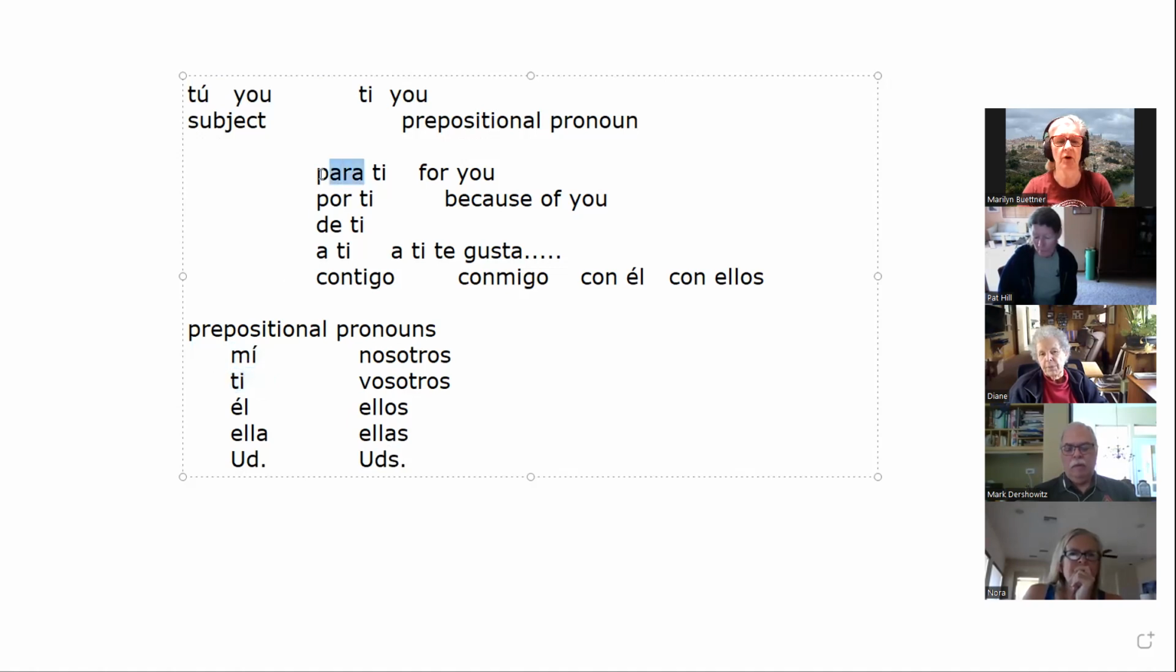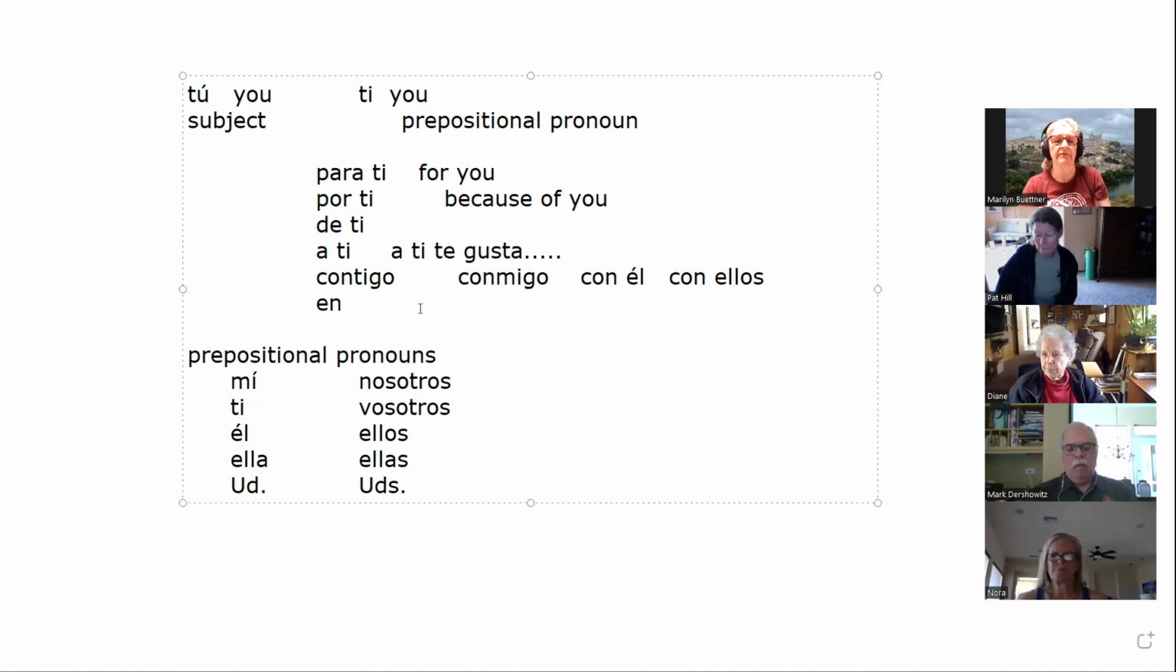So the clue is to know what are prepositions. They're these little words, you know. En is a preposition. So all these little words, para, por, de, con, and I'm probably leaving out a whole bunch of them, but yeah, these little words are prepositions. So me and ti are the outliers. They're the outliers.